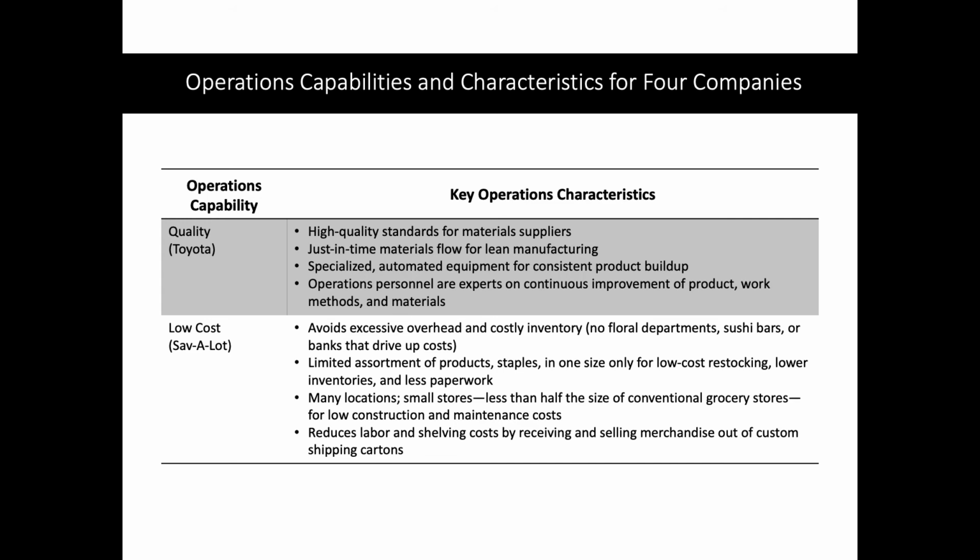Now, what's number three? Many locations, small stores, less than half the size of a normal grocery store. So they have many locations, but smaller ones, so that they keep construction and maintenance costs low. And finally, they reduce labor and shelving costs by receiving and selling merchandise out of identical size, custom-sized shipping cartons. So they've even gone to the point of redesigning and customizing shipping cartons in an effort to drive cost down at every possible opportunity.